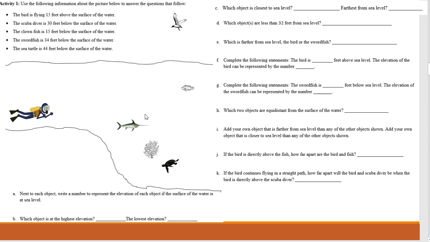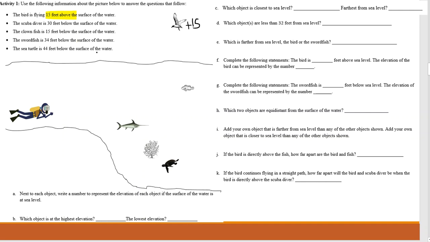Okay, so the next thing I want you to do is complete activity 1. You can see that it says use the following information about the picture below to answer the questions that follow. So the bird is flying 15 feet above the surface of the water. So you are actually going to need to draw the bird in on the picture that's on the right-hand column of your notes guide. The bird didn't actually copy over correctly. So go ahead on the right-hand column of your notes guide, draw the bird in 15 feet above the surface of the water. Okay, so draw a bird, and then you are going to label it as a positive 15. Okay, it's 15 feet above the surface.